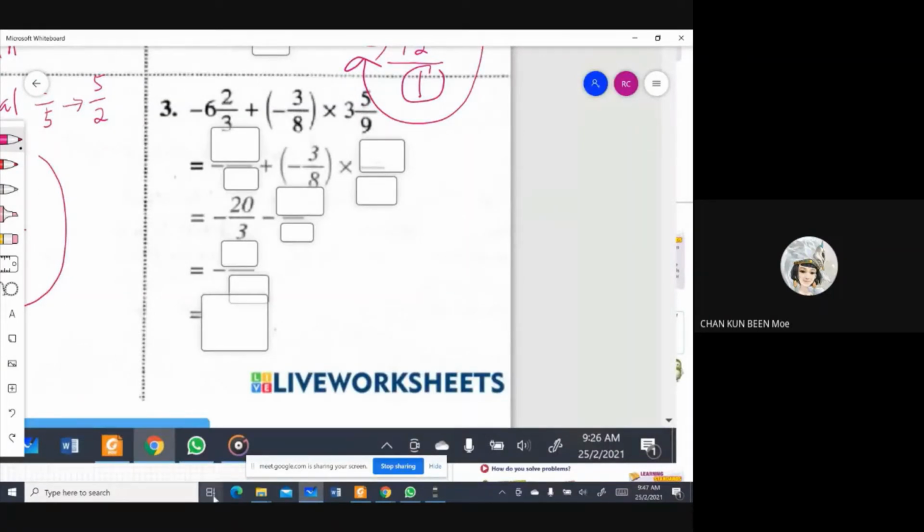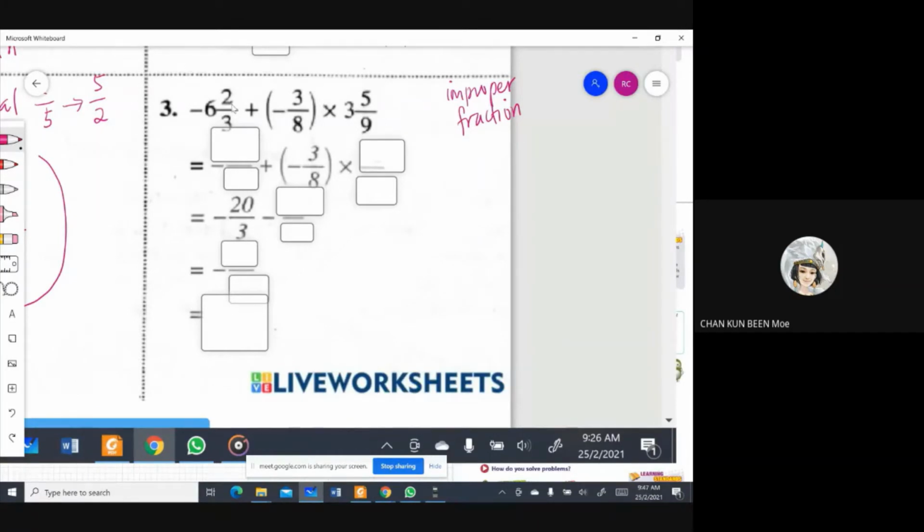Okay, so we look at question number 3 now. Negative 6 2/3 plus negative 3 over 8 times 3 5/9. So we have a bracket and we have a multiplication sign over here. Which one are we going to solve first? Of course, we are going to solve the multiplication part. But they give you mixed numbers here, so you always remember the mixed number must change to an improper fraction, so that you can do the calculation easier.